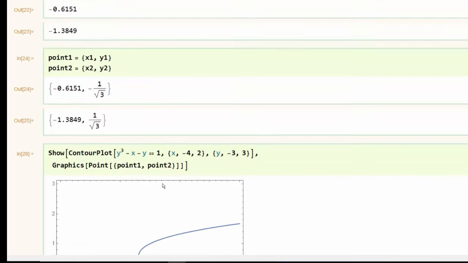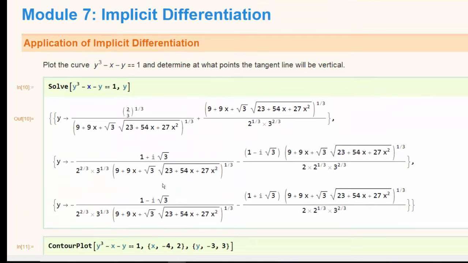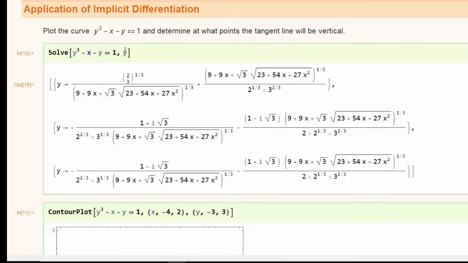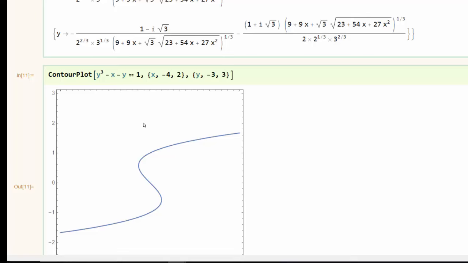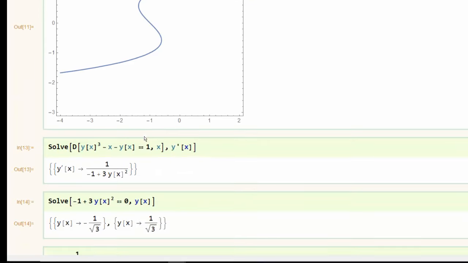Alright, so what did we do? Let's recap the big ideas. First, I tried to solve the equation for y and realized that I couldn't. I really had to use implicit differentiation for this problem. Then I used ContourPlot to generate a curve, even though I couldn't solve for y. After that, I took the derivative implicitly of my equation, making sure that everywhere I saw y, I used y of x to show that dependency. And then once I took the derivative implicitly, I solved for my y prime. That gave me my equation for y prime.